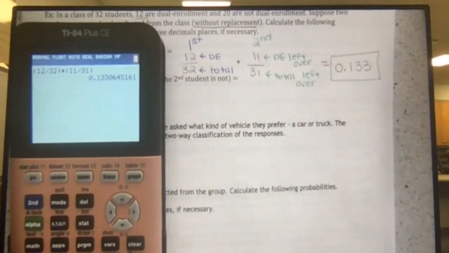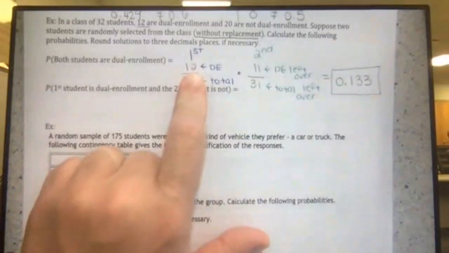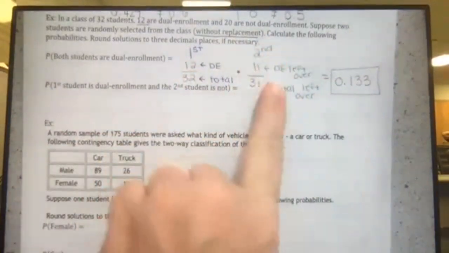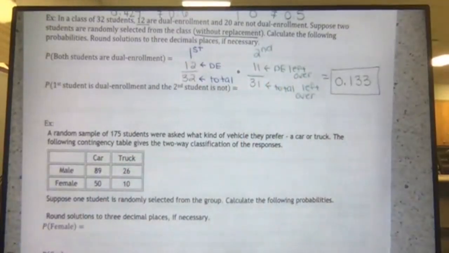Why didn't we take 2 students out? We did. This is the first student. So we took that student out first, and then we took out the second student. We didn't take them both out at the same time. You have to take one student out and then take another student out.